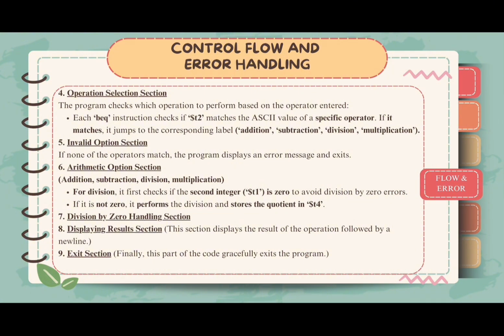Arithmetic option section, it includes addition, subtraction, division, and also multiplication. For division, it first checks if the second integer $t1 is 0 to avoid division by 0 errors. If it is not 0, it performs the division and stores the quotient in $t4. Division by 0 handling section. After that, displaying result section. This section displays the result of the operation followed by a new line. And lastly, exit section. Finally, this part of the code gracefully exits the program.